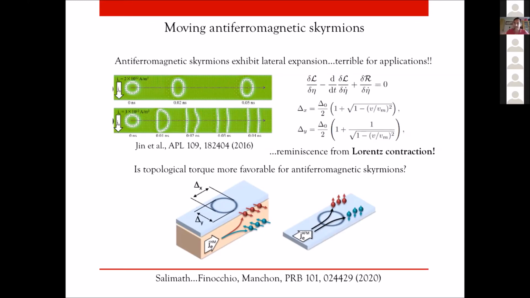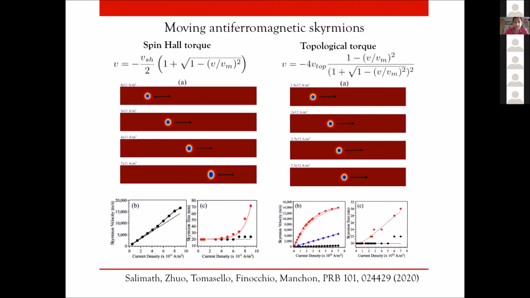So what we did is that we studied two different effects, and this is a collaboration with Giovanni and Ricardo. They implemented the topological torque, the one I was just mentioning, those topological currents flowing in the skyrmion. So this is this picture here. We're going to compare the topological torque with the regular spin Hall torque, the one that is usually used in experiments, and see how the skyrmion behaves under those two torques.